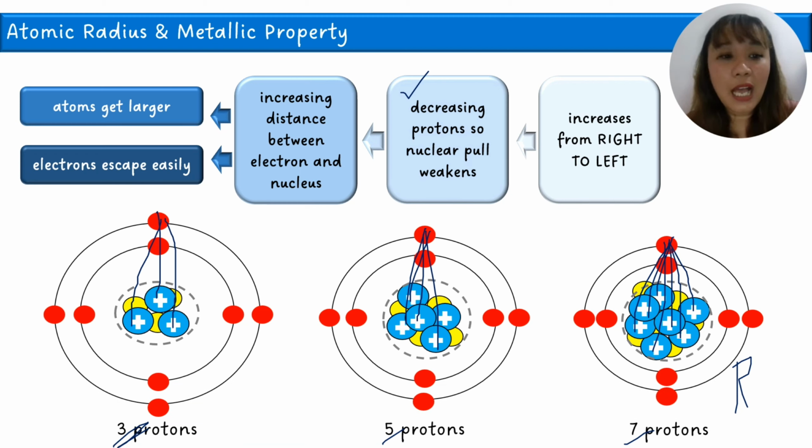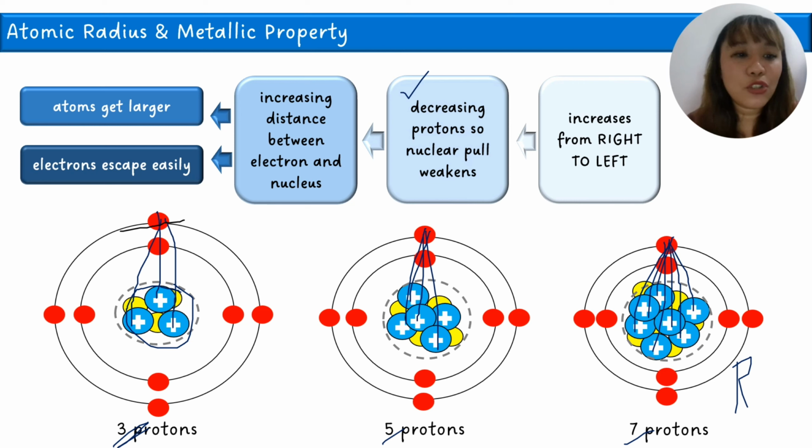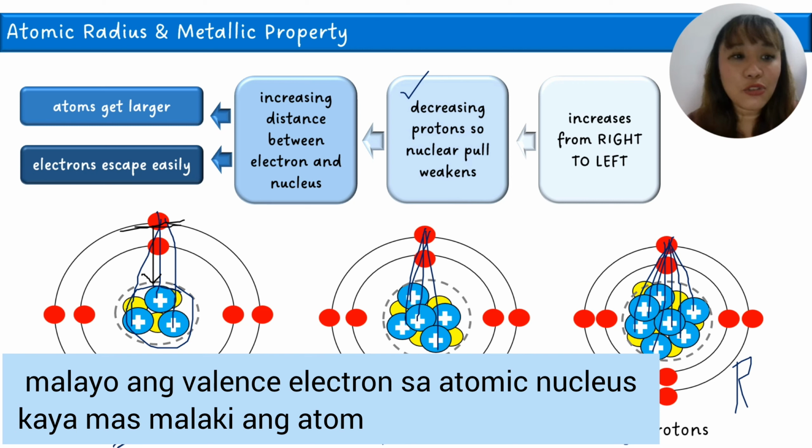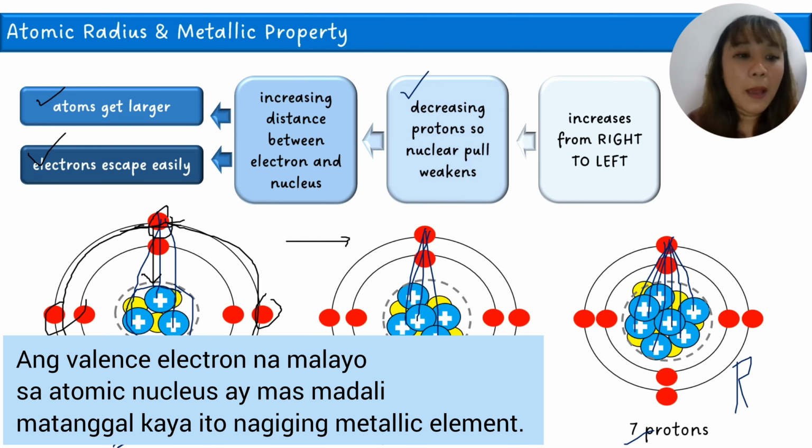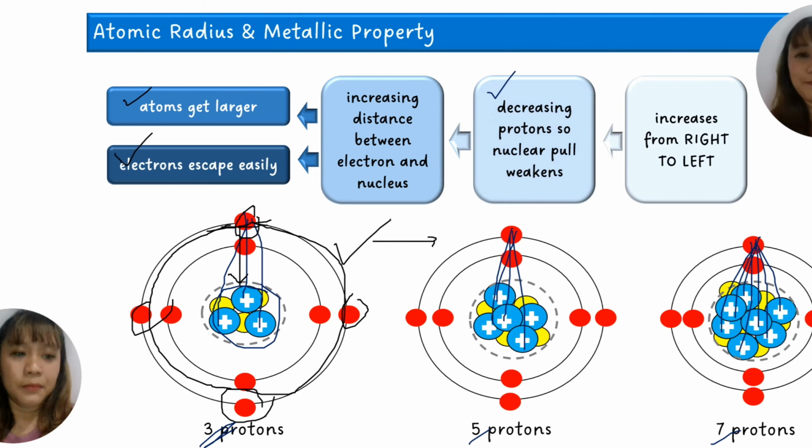Because only 3 protons are pulling, that means there is a lesser nuclear pull. And because of that, this valence electron is far from the nucleus. Farther. And because this valence electron is farther, this will make this atom bigger compared to the other atoms to the right side of the periodic table. And of course, because this valence electron is far from its nucleus, it is easier for this valence electron to escape, making this specific element more metallic than the other elements to the right side of the periodic table.